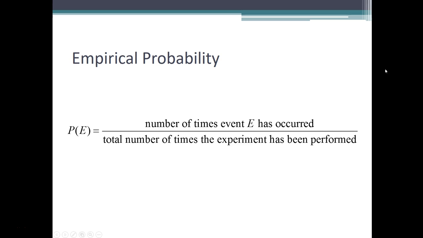Okay, so empirical probability, again, is what you were just finding. Number of times the event occurred, so the number of times you flipped heads, over total number of times the experiment has been performed. So total number of times you flipped the coin.